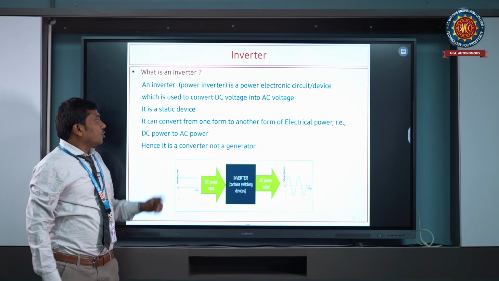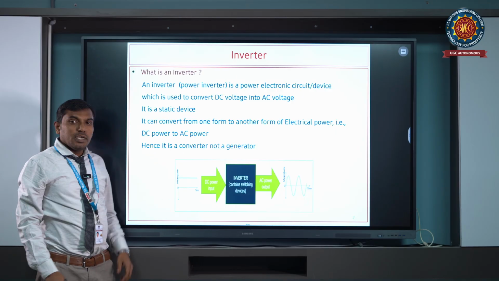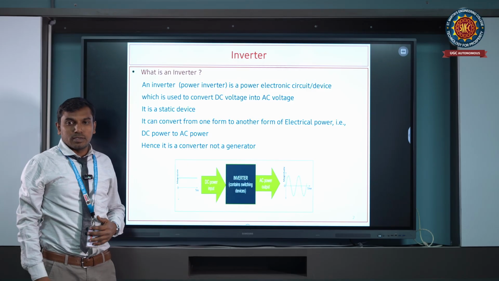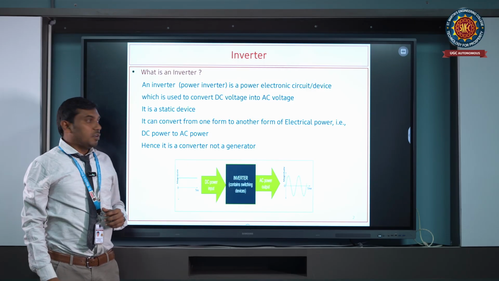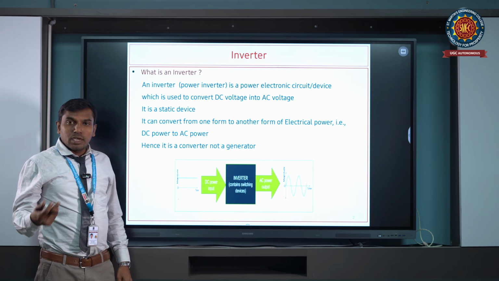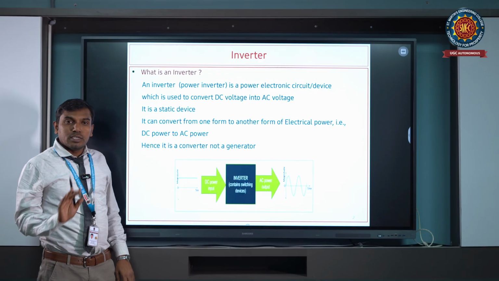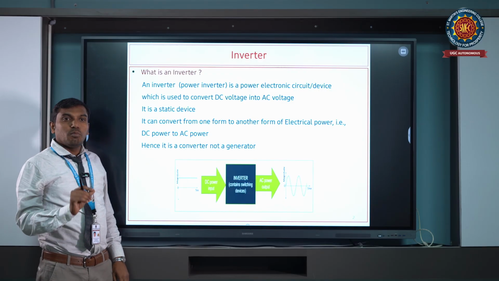So what is an inverter? As I told, it is a power electronic device which is used to convert DC voltage to an AC voltage. It is a static device. There are no rotating parts. Therefore, it has very good efficiency. Then it converts one form of electrical power to another, that is DC power to AC power. Here it is a converter but not a generator. Please remember, it is a converter but not a generator.